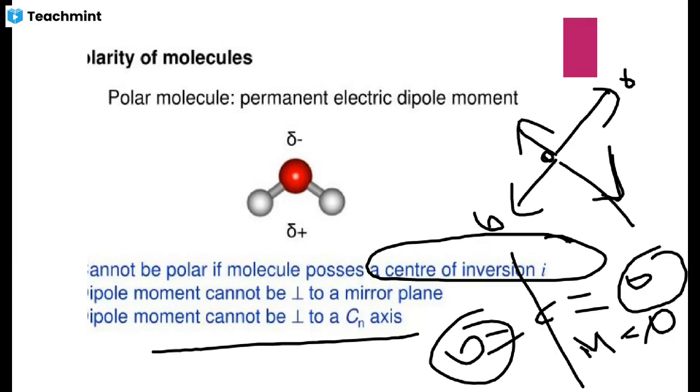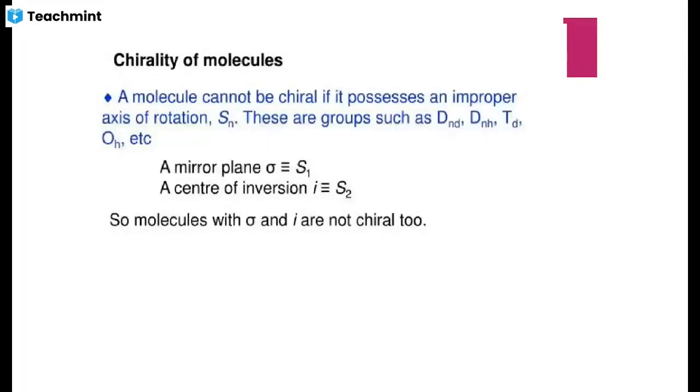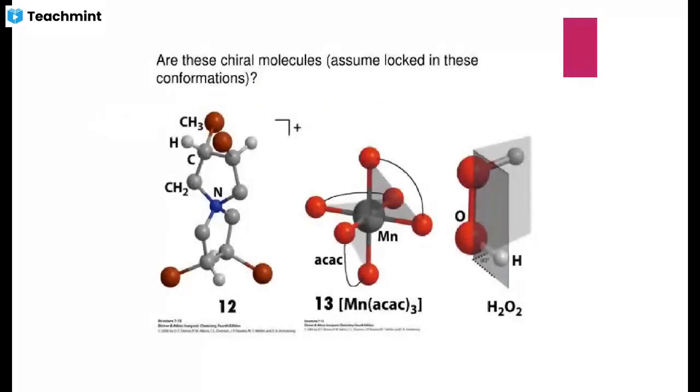Chirality you all know, improper rotation. If a molecule contains an improper rotation axis, it cannot be chiral. These are some examples of chirality.